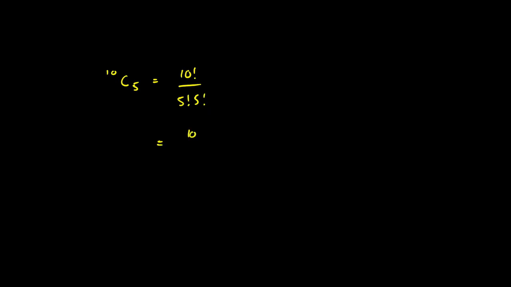So 10 factorial is 10 times 9 times 8 times 7 times 6 times 5 times 4 times 3. So we can cancel off one of the 5 factorials with the top. So what can I do with this? Well, I can cancel off. 4 times 2 cancels off the 8. Cancel off the 3 with that, which gives me a 2 there. Cancel off a 5 there. That gives me 2 there. So what am I going to get? This is going to be 2 times 9 times 7 times 2.